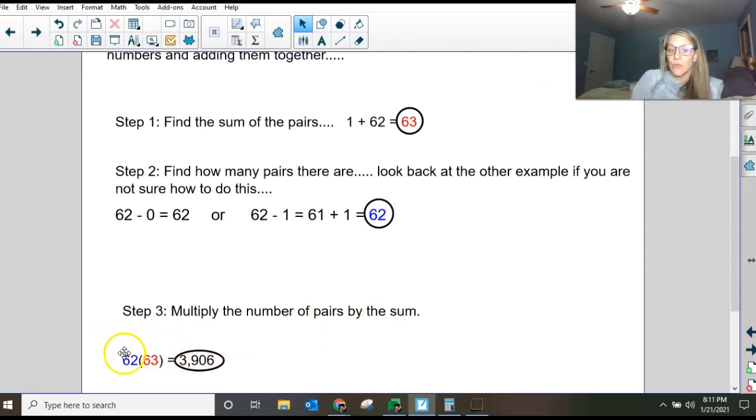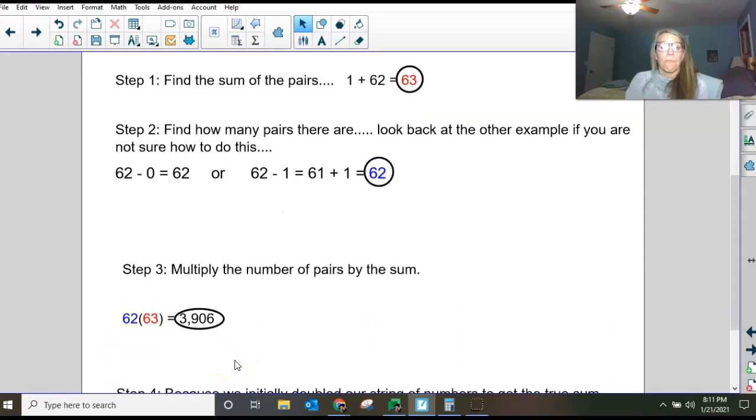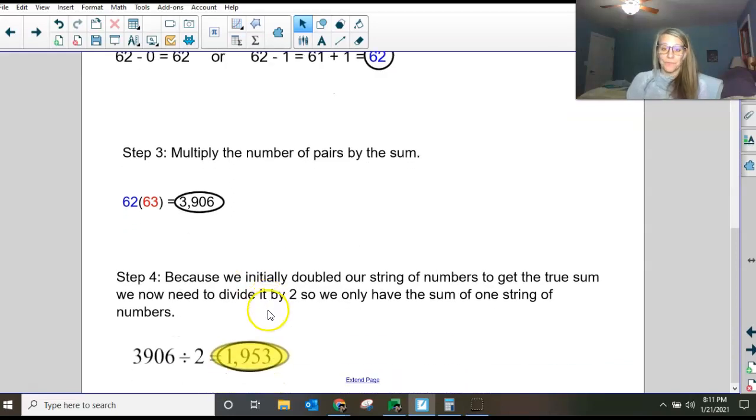Now we're going to multiply those two numbers together. We've got 62 pairs of numbers times the sum of those pairs, which is 63, which gives us 3,906. Now, there's a step 4. This is where we would have to divide this by 2. So we did some dividing by 2 in the other example, but in a different step to cut our number of pairs in half. This is just done in a different order, and we're thinking about it just a titch differently, okay? But we're still getting to the same solution, okay?